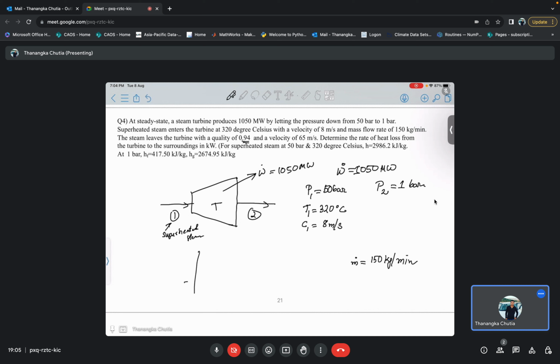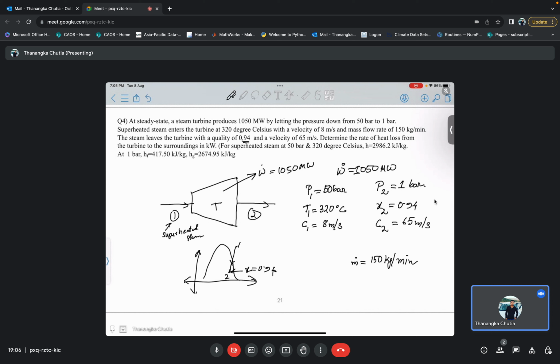Then next, the steam leaves the turbine with a quality of 0.94. Now what does this actually mean? What we are interested in is going from some superheated state to this particular state. This is point 1 and this is point 2. Here the exit has some quality, the dryness fraction x, which is 0.94. So x2, the dryness fraction at point 2, is 0.94, and your velocity C2 is given as 65 meters per second.